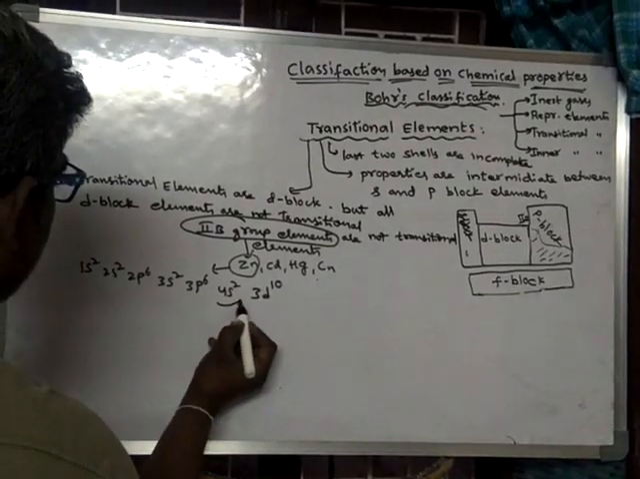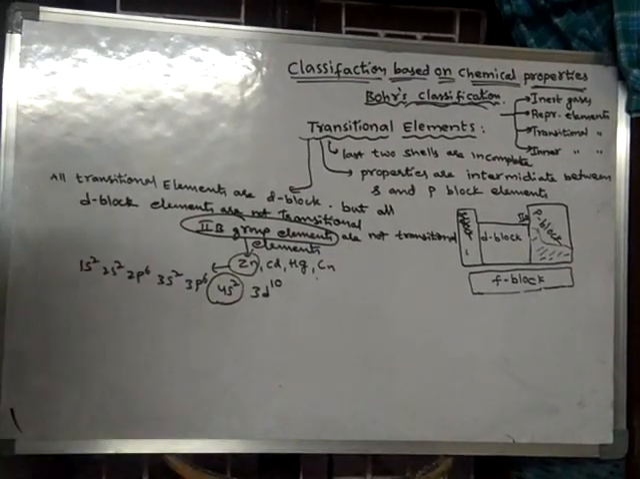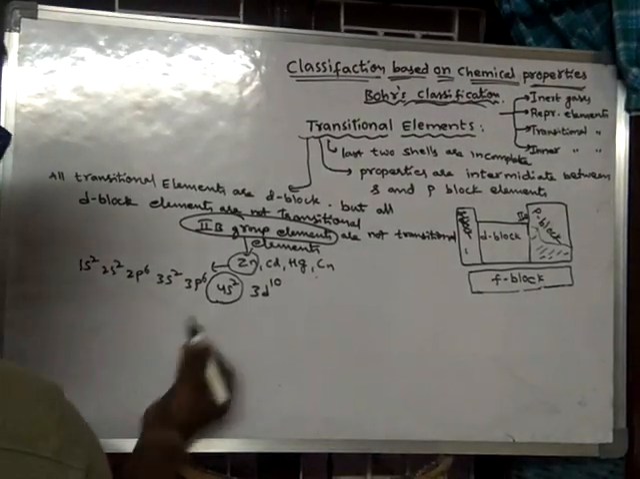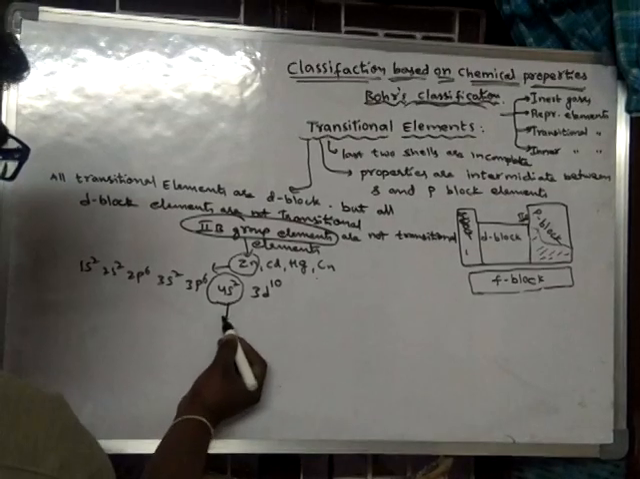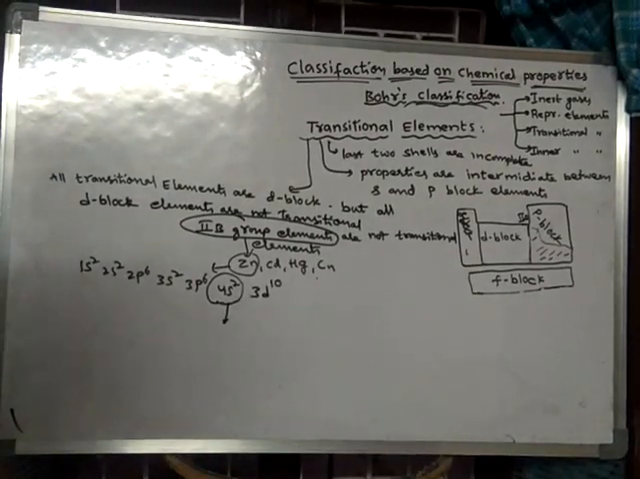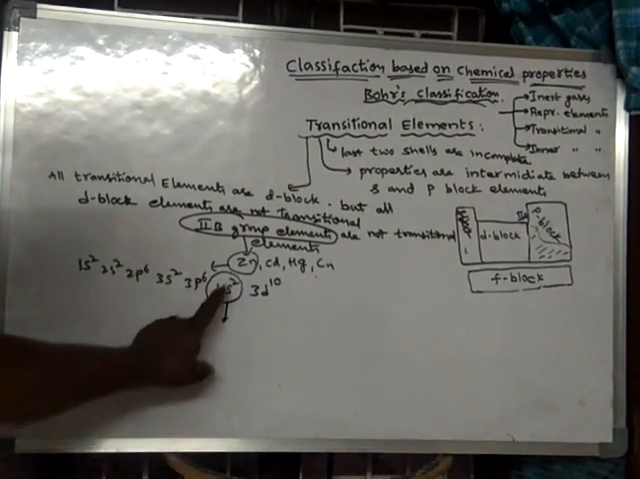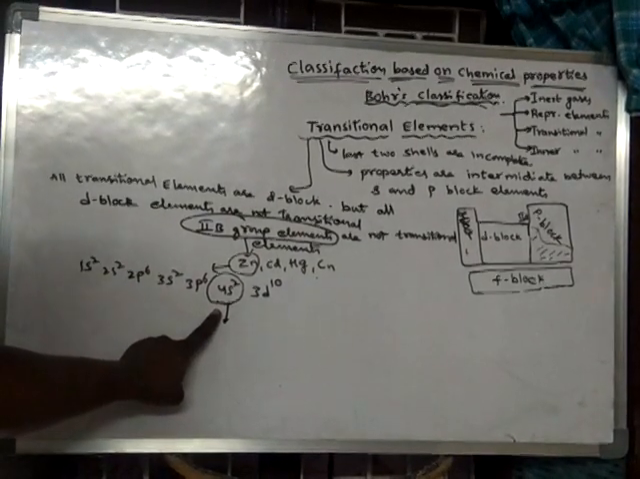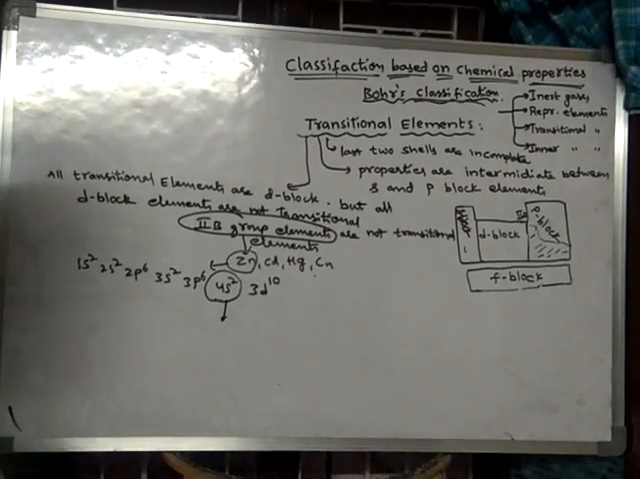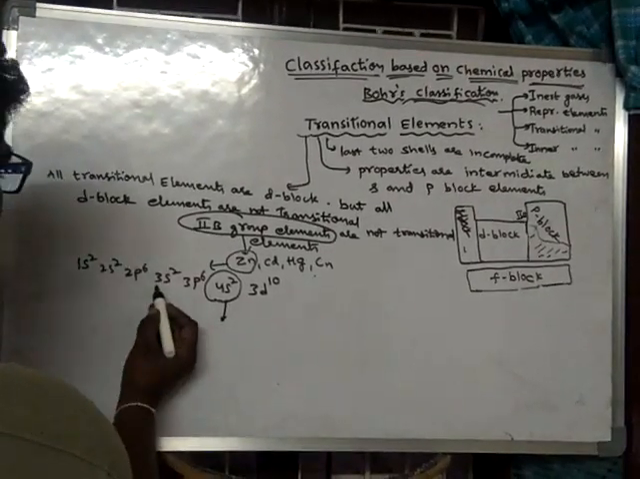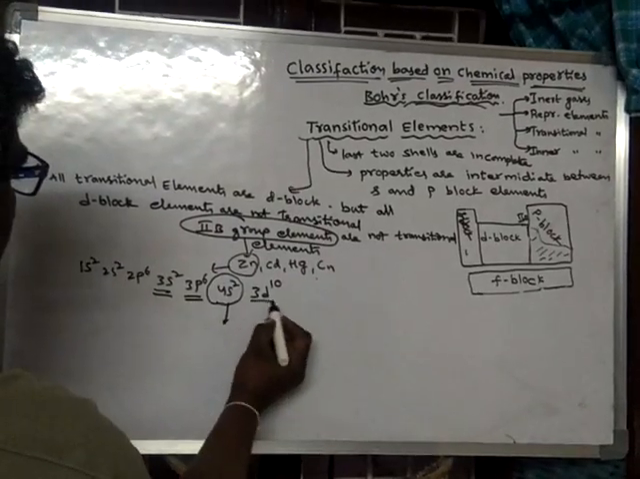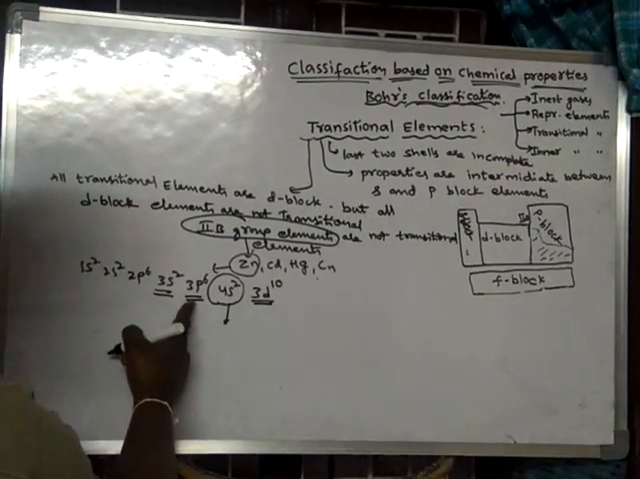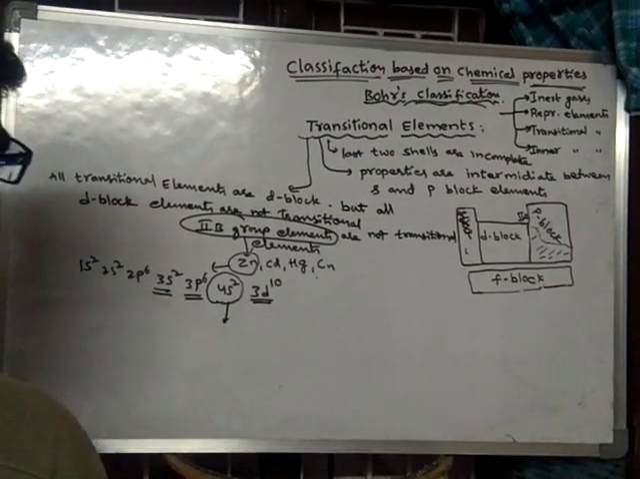Here the fourth orbit is the last orbit, and the last orbit is incomplete, because the fourth orbit's maximum capacity is 32 electrons, but in the zinc atom there are only 2 electrons in the fourth orbit. That means the fourth orbit is incomplete. Next, the third orbit. How many electrons are there in the third orbit? 2 plus 6 plus 10, altogether 18 electrons.